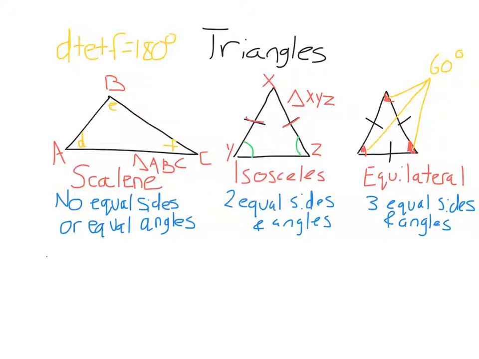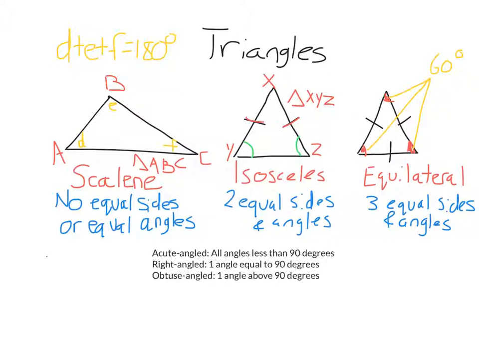Okay, so we can differentiate triangles based on whether they have no equal sides and angles, or 2 equal sides and angles, or 3 equal sides and angles, but it doesn't matter which of these 3 types of triangles it is, the angle sum of any triangle is equal to 180 degrees. Now what this means is, if the angle sum of a triangle is 180 degrees, there are 3 possibilities for the angles in a triangle. It will either be acute angled, where all its angles are acute; right angled, where it has 1 right angle; or obtuse angled, where it has 1 obtuse angle.